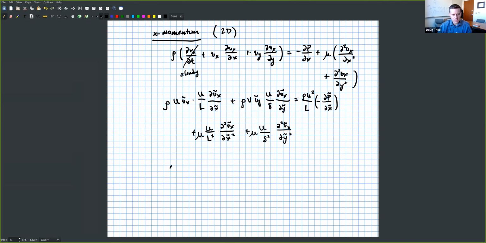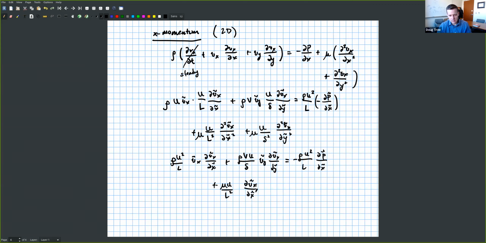Okay, so let's collect the terms then. So we're going to have rho u squared divided by L, Vx tilde dVx dx, plus, and then this will be rho V u divided by delta, or let's see, I need a Vy, Vy tilde dVx dy tilde is equal to minus rho u squared divided by L dp tilde dx tilde plus mu u divided by L squared d squared vx tilde dx tilde squared. Forgot the square on that one. Oh, I got it right there. Plus mu u divided by delta squared, second derivative of vx with respect to y tilde squared.